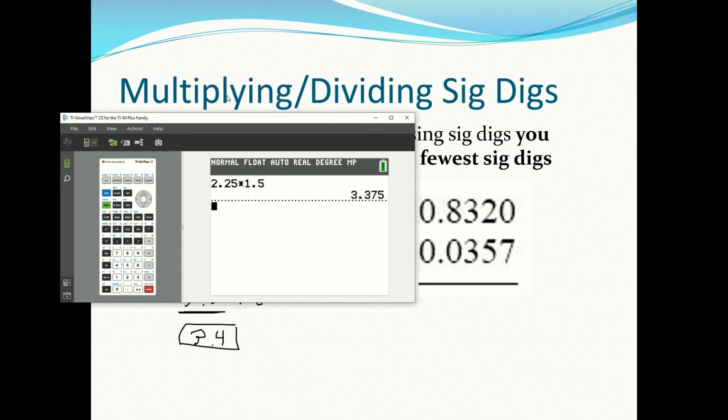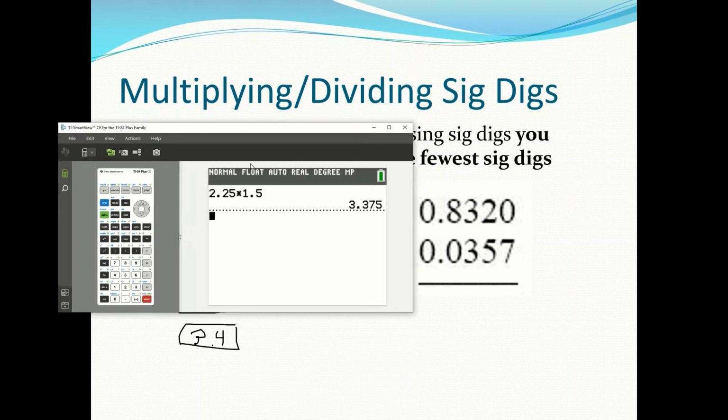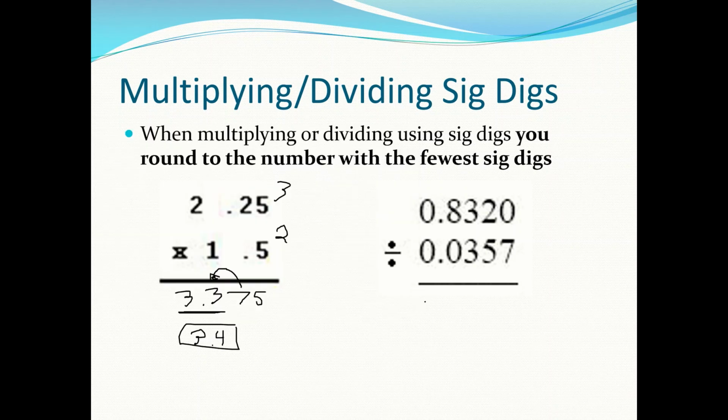Again, I can do this in my calculator. And my calculator will give me an answer: 0.8320 divided by 0.0357. I get my answer, 23.305, dot, dot, dot, a bunch of digits after that.